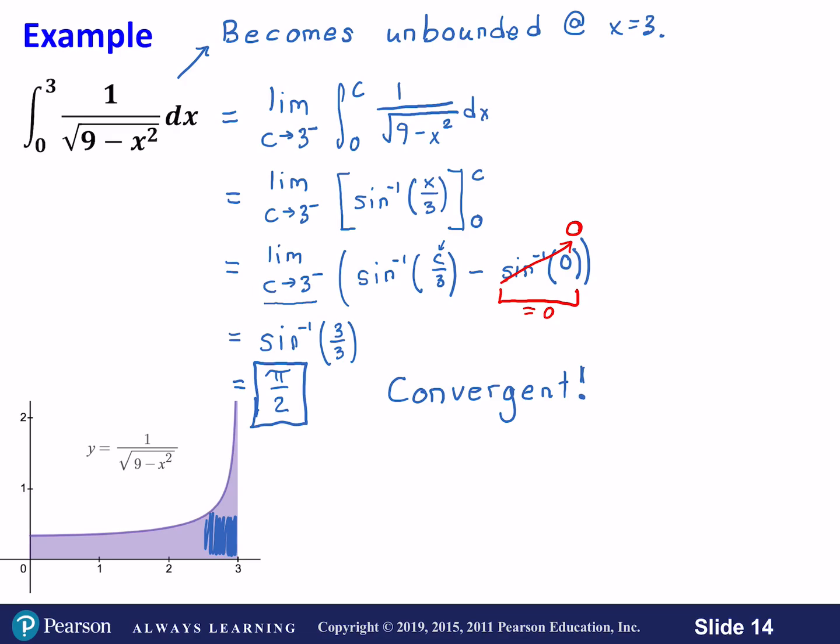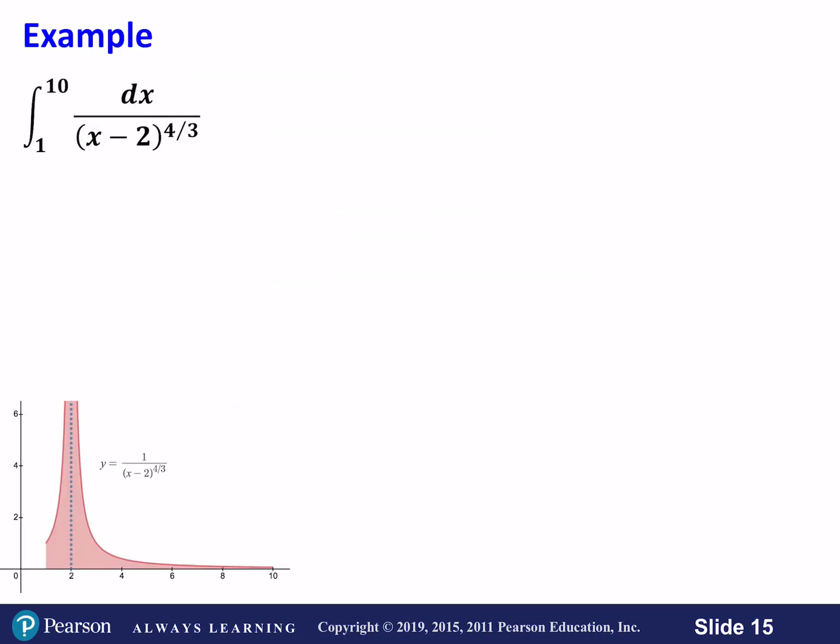All right. Let's keep going. Now suppose that we have the integral from 1 to 10 of dx over x minus 2 raised to the 4/3 power. All right, so this example is kind of tricky because we need to make sure that we take into account that this thing is indeed unbounded at x equals 2.